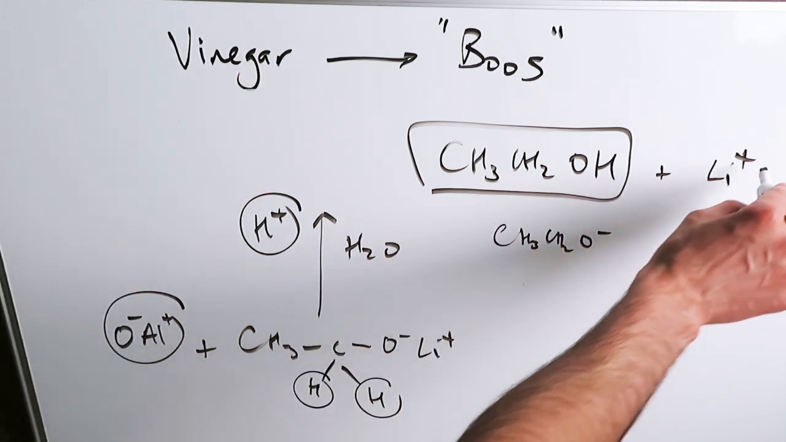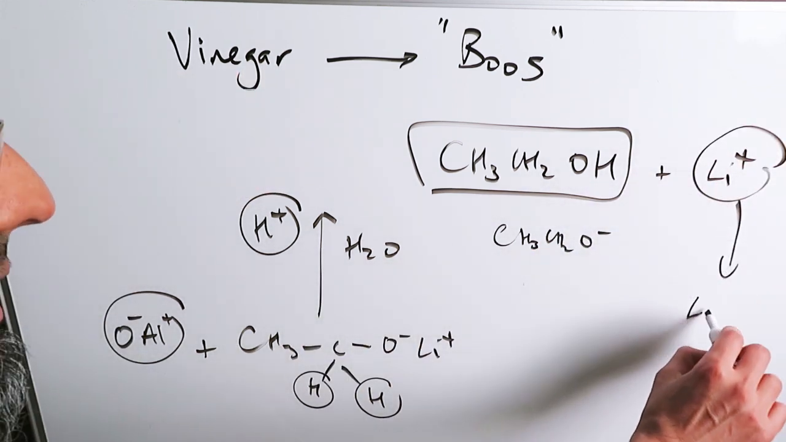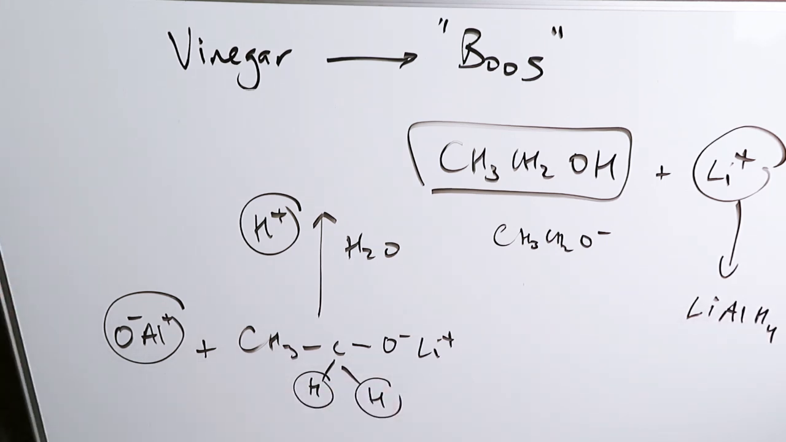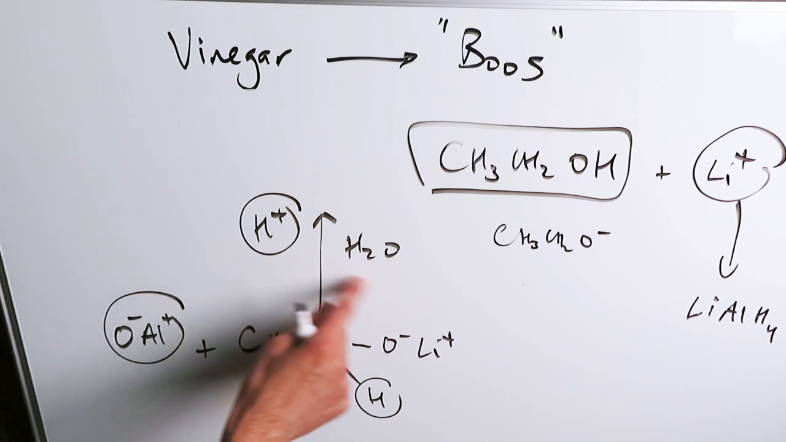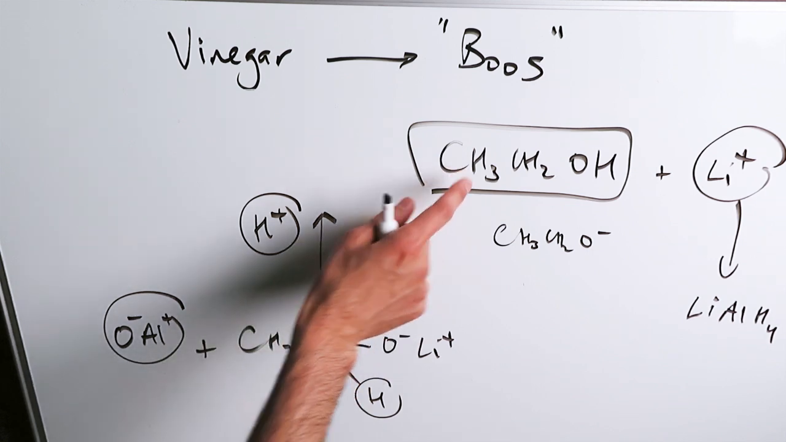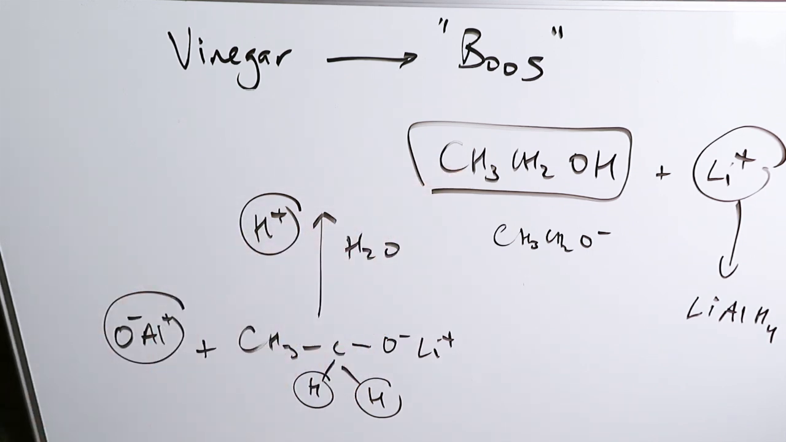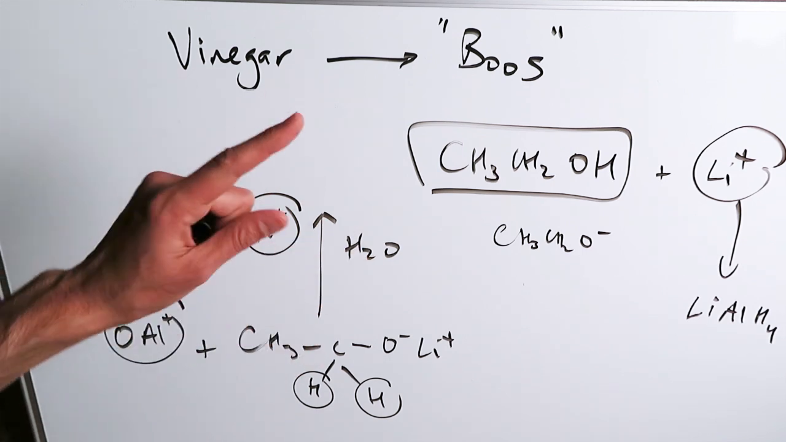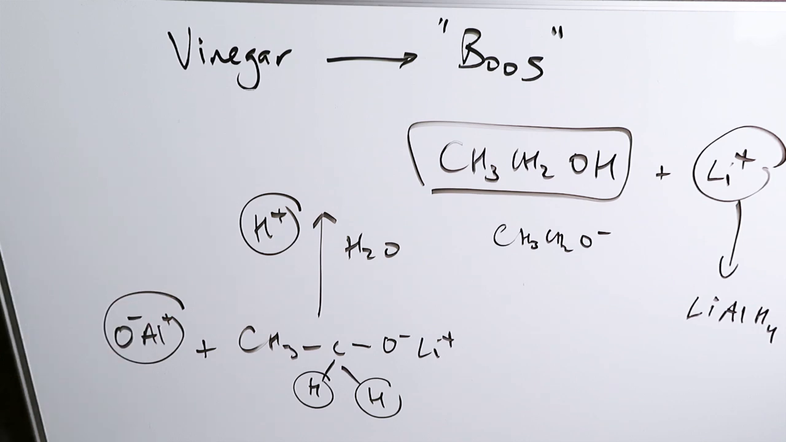This lithium can now go back and be regenerated into your lithium aluminum hydride complex. Note, two of the hydrogens come from LAH. The last hydrogen comes from right here, an acidic environment, and it generates ethanol. It's a nucleophilic reaction which starts out under basic conditions, but then it ends under acidic conditions to convert vinegar to alcohol. And that's it for this video.